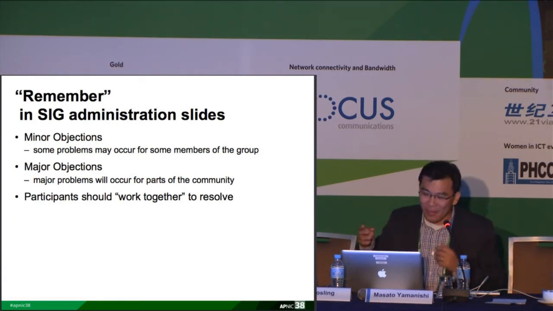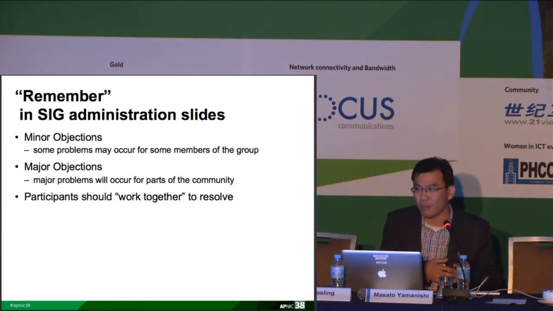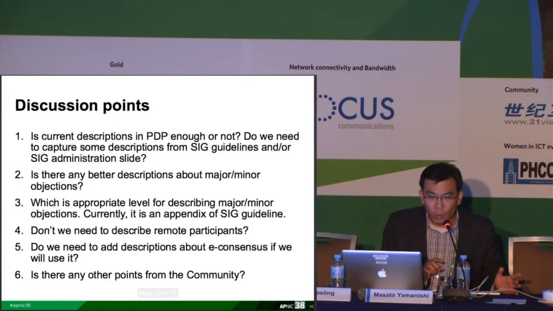Anyway, we also have a small description about minor objections and major objections. But I think this one was captured from SIG guidelines, so it's pretty much the same. So, discussion points.